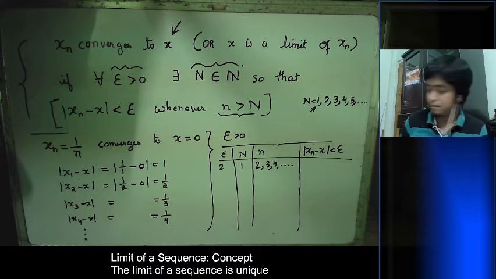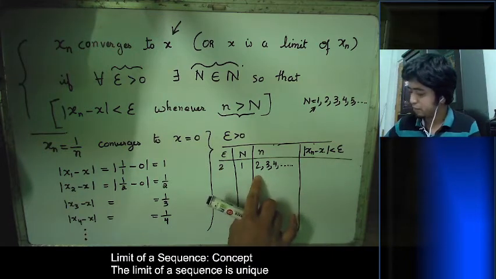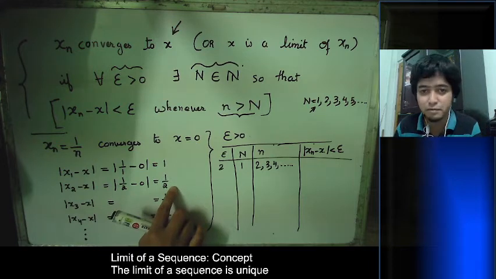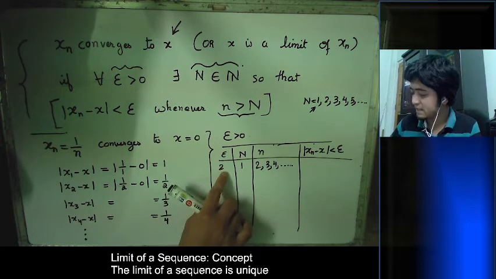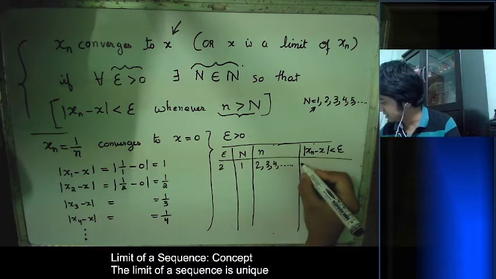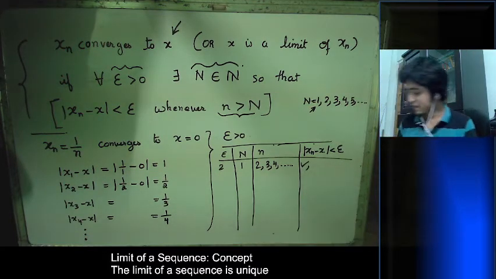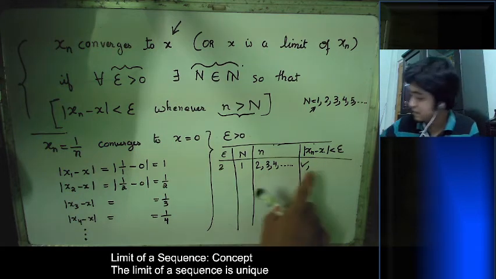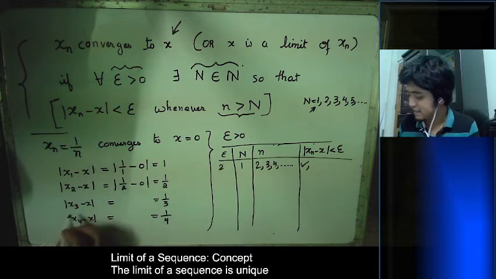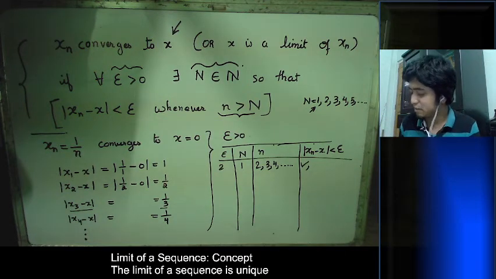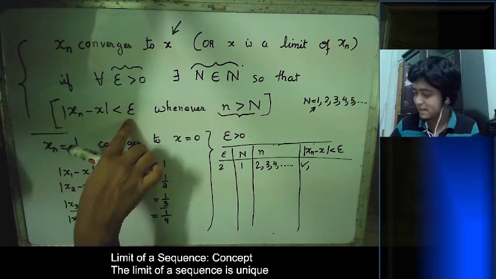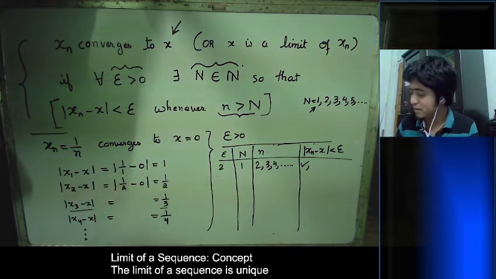First put n equal to 2. |x2 minus x|, you are getting 1 by 2. Is it less than epsilon? Is it less than 2? Yes, it is less than epsilon. Now check for n equal to 3. So you will be getting |x3 minus x|, which is equal to 1 by 3. Is it less than epsilon equal to 2? Yes.